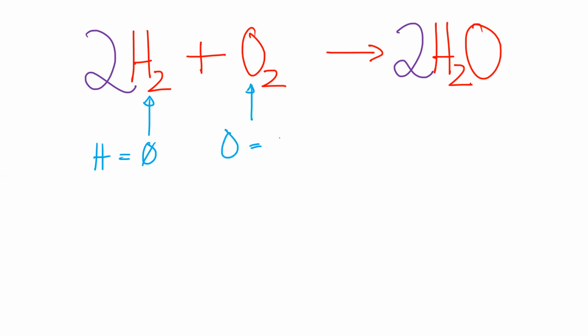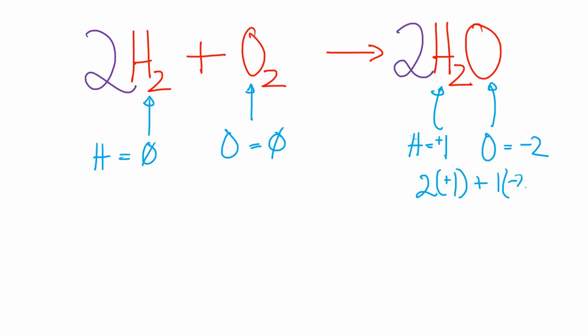Oxygen, therefore, is also equal to 0. Okay? Now, over here, hydrogen is equal to +1. Here, oxygen is equal to -2. And if you forgot one of those rules, as long as you have one of them, you can actually back calculate the other. Because 2 times +1 plus 1 times -2 must be equal to 0. It's a compound, it must be equal to 0. Okay?